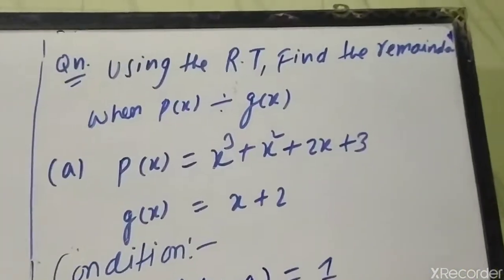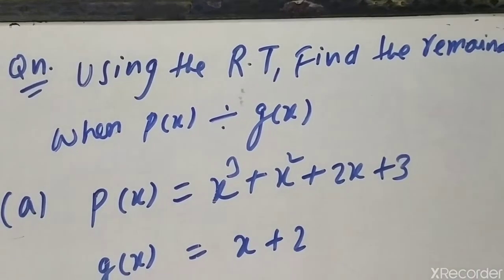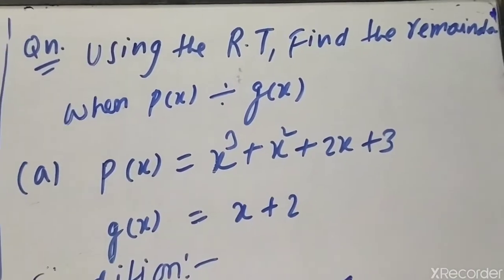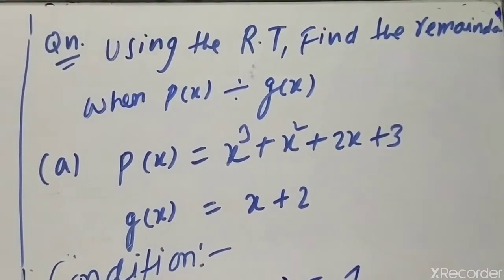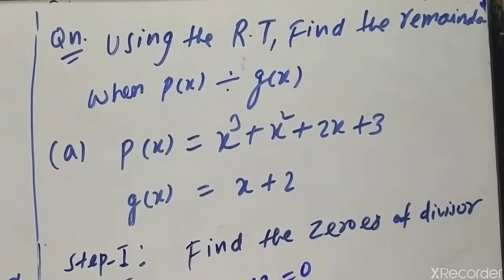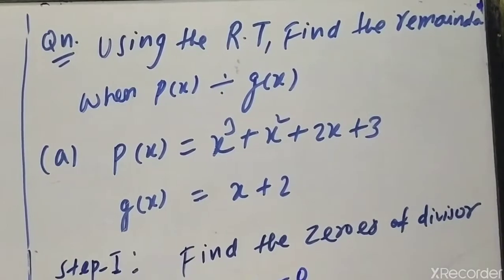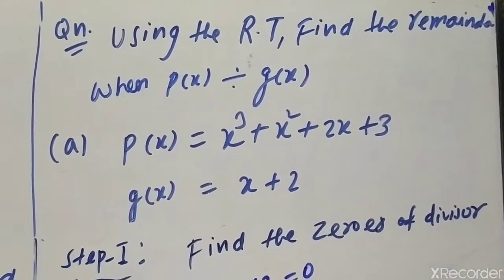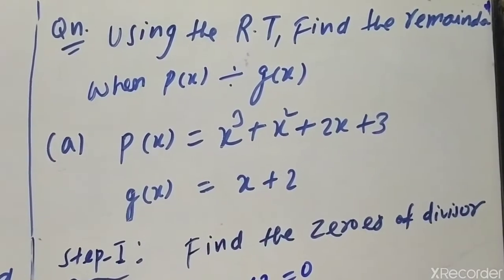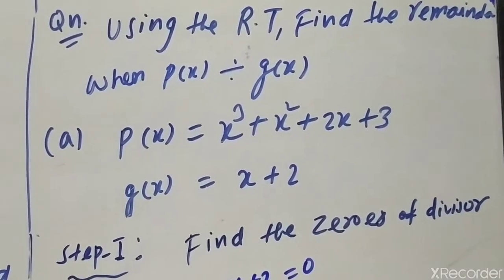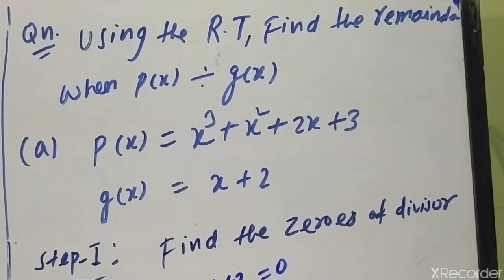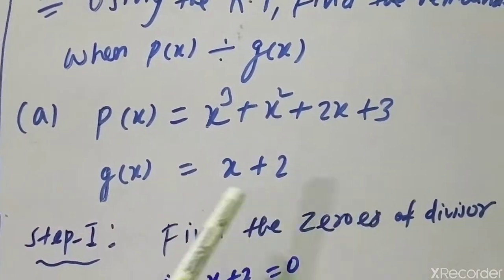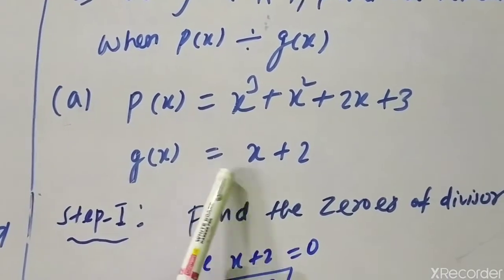I am going to discuss this question now using the remainder theorem. Find the remainder when p of x is divided by g of x. We are going to find the remainder using the remainder theorem, and after this we will also check in actual division whether the remainder is the same or not. So first let me find it using the remainder theorem. Here p of x equals x cube plus x square plus 2x plus 3, and g of x, the divisor, is x plus 2.